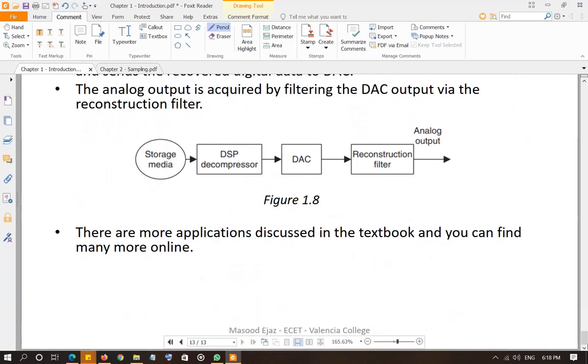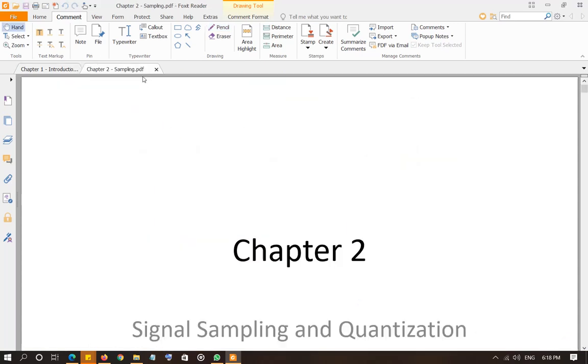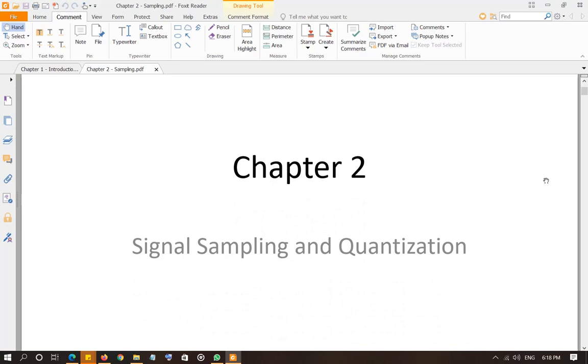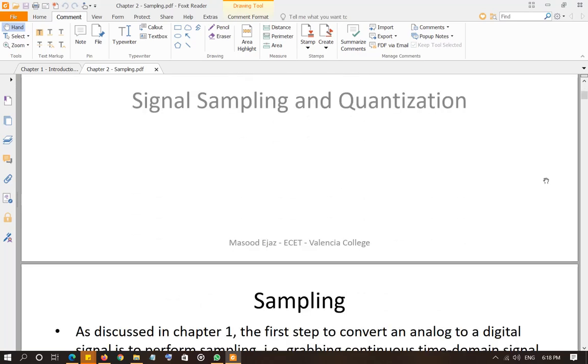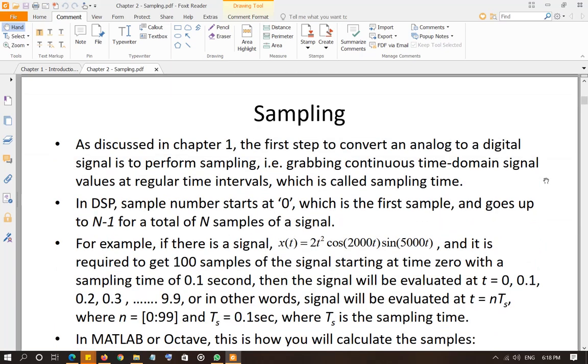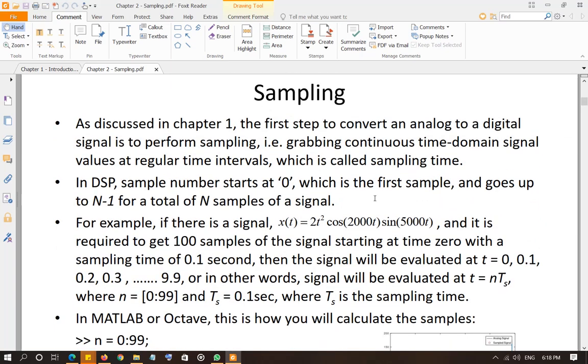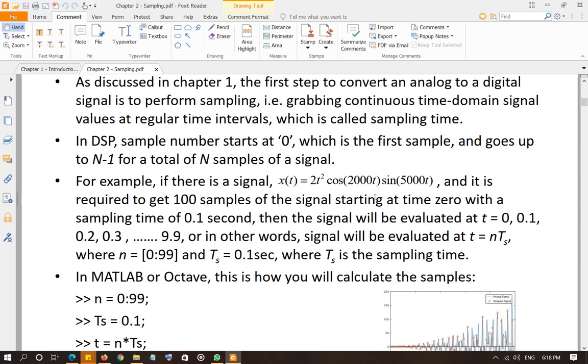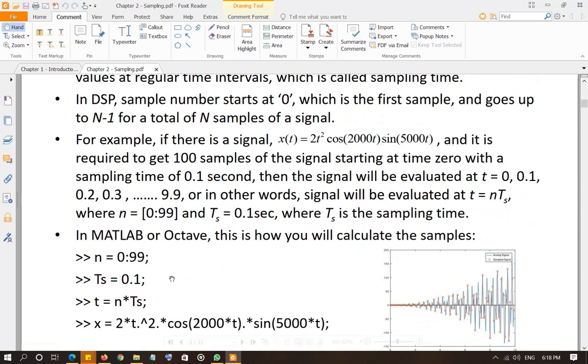My idea is basically that we can start with chapter number 2, which is sampling and quantization. So I gave you an introduction of sampling and quantization, and I told you what sampling is. Now, how do you sample a signal in MATLAB? You will be sampling signals in MATLAB very frequently, so you need to know how to do that. And it is done very easily. I'm giving you a little example over here.